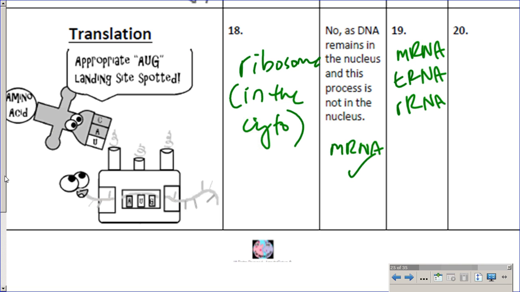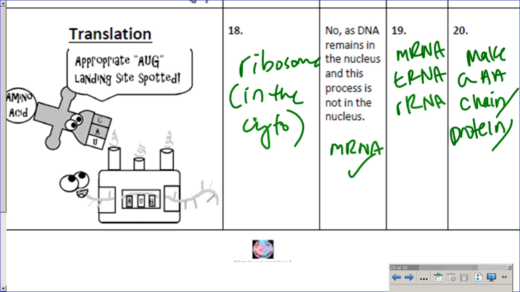Last one, end result is making an amino acid chain, also known as a protein, also known as a polypeptide chain. I know you can read that, but that's a polypeptide chain. Okay.